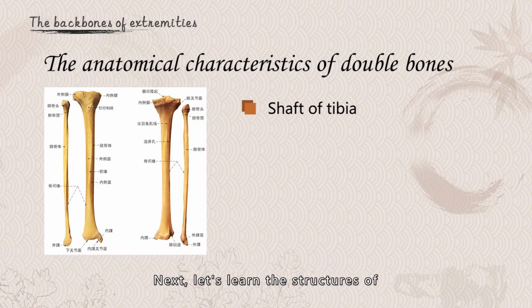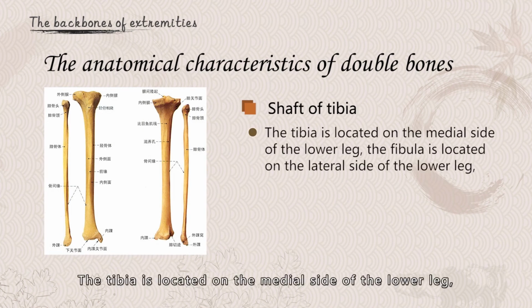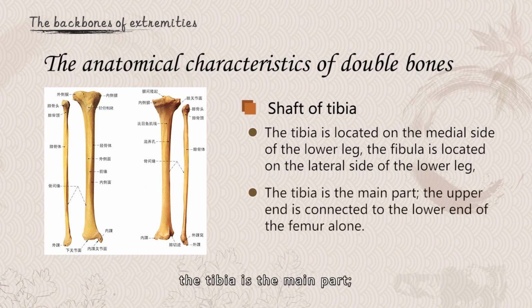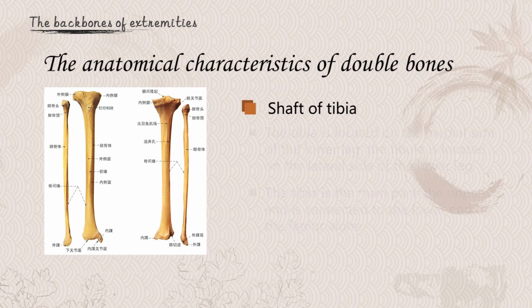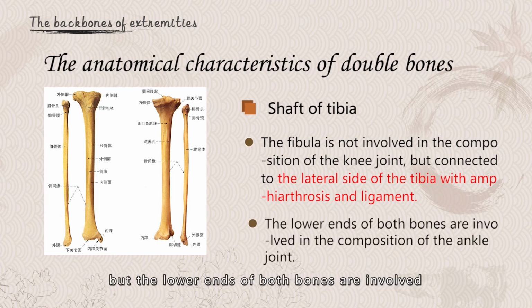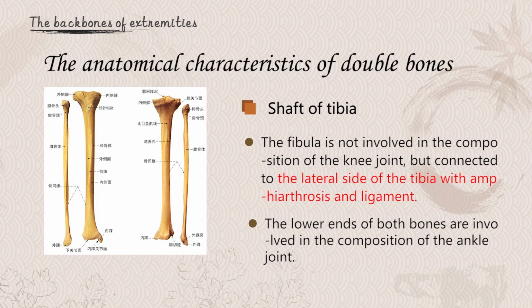Next, let's learn the structures of the shafts of the tibia and fibula. The tibia is located on the medial side of the lower leg. The fibula is located on the lateral side of the lower leg. The tibia is the main weight-bearing part. The upper end is connected to the lower end of the femur alone. The fibula is not involved in the composition of the knee joint, but is connected to the lateral side of the tibia with an amphiarthrosis and ligament. But the lower ends of both bones are involved in the composition of the ankle joint.